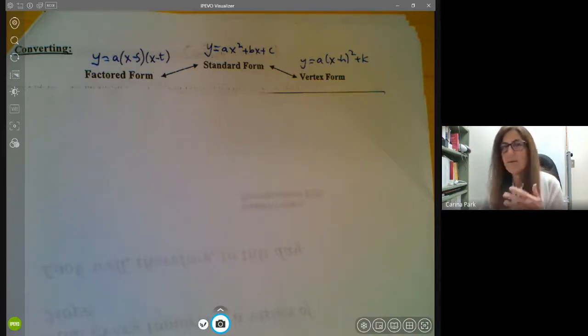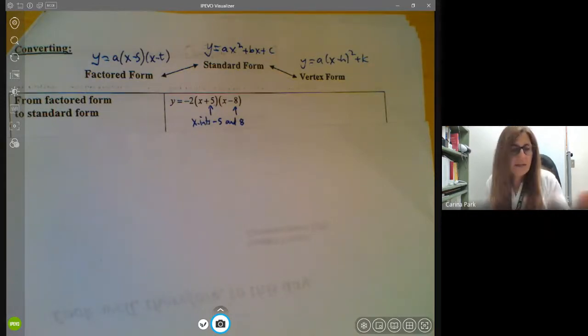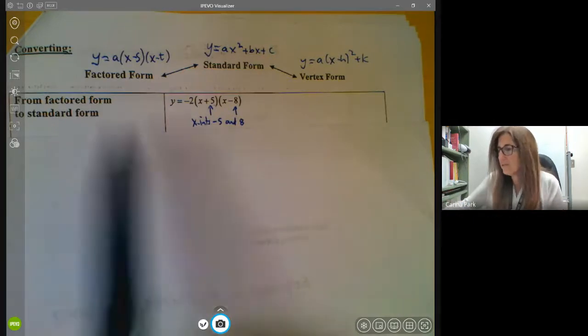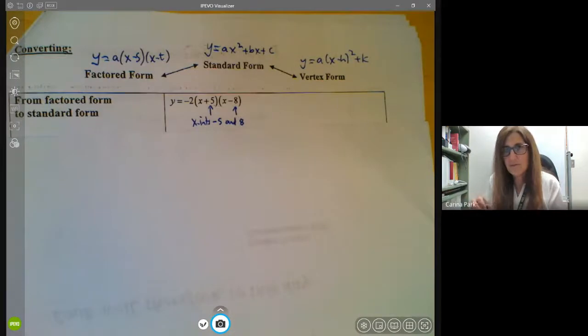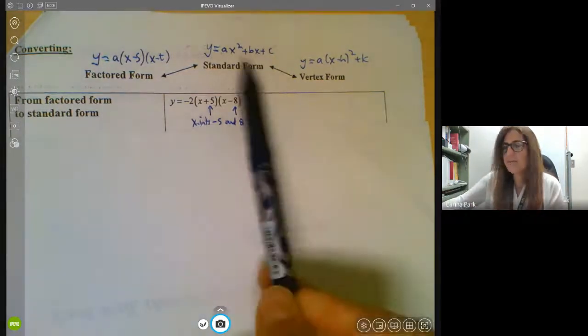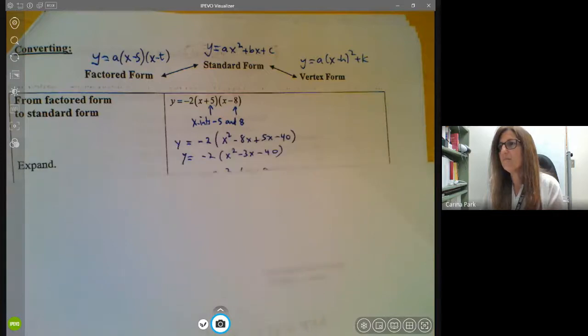I've already filled in this page, so I'm just going to walk you through it real quick. From factored form to standard form. Remember, factored form has something useful in it. It's got the x-intercepts that we can see. How do we get from factored form to standard form? You'll notice that factored form has these brackets because there's a multiplication to be done. Standard form doesn't have that. So to convert to standard form, we're just going to expand.